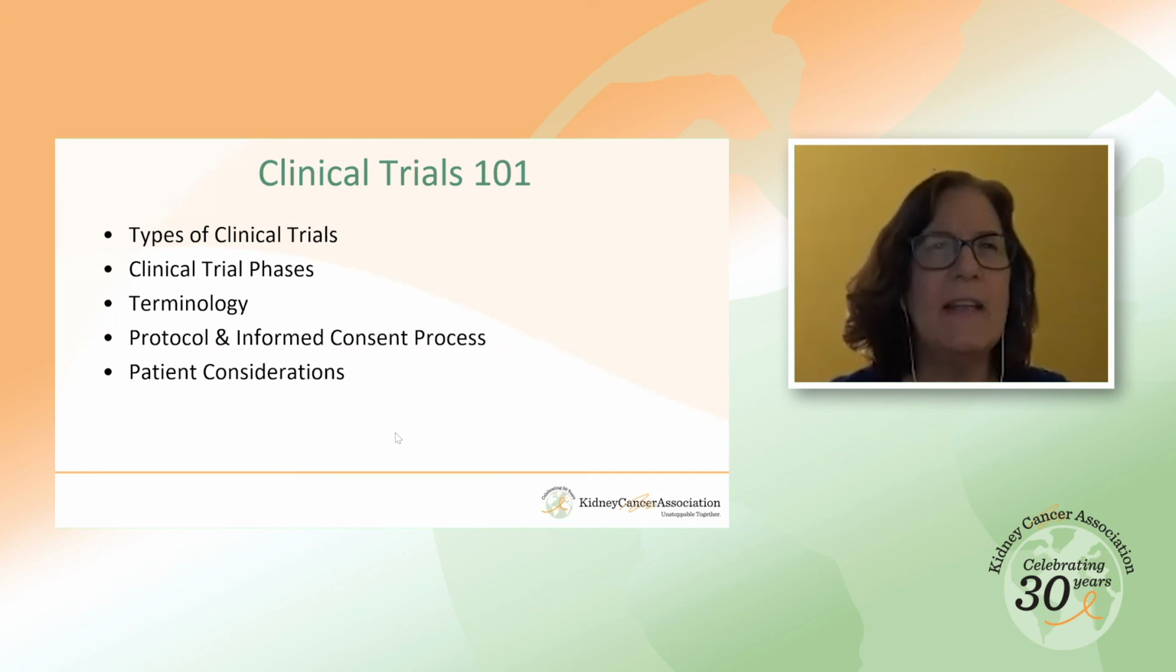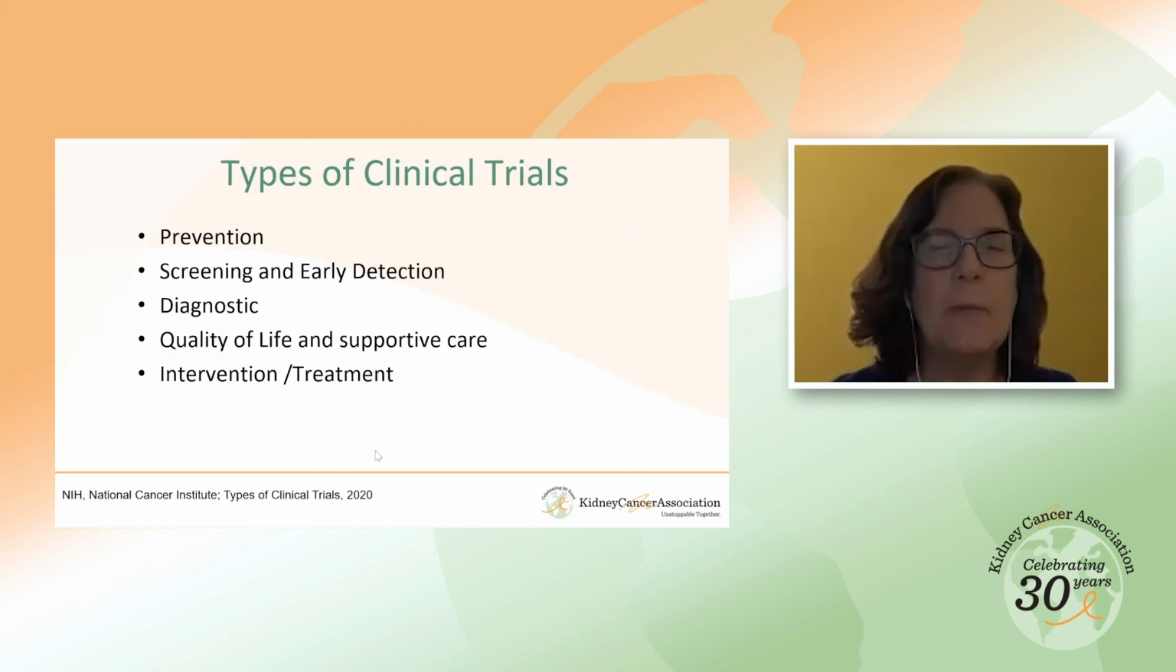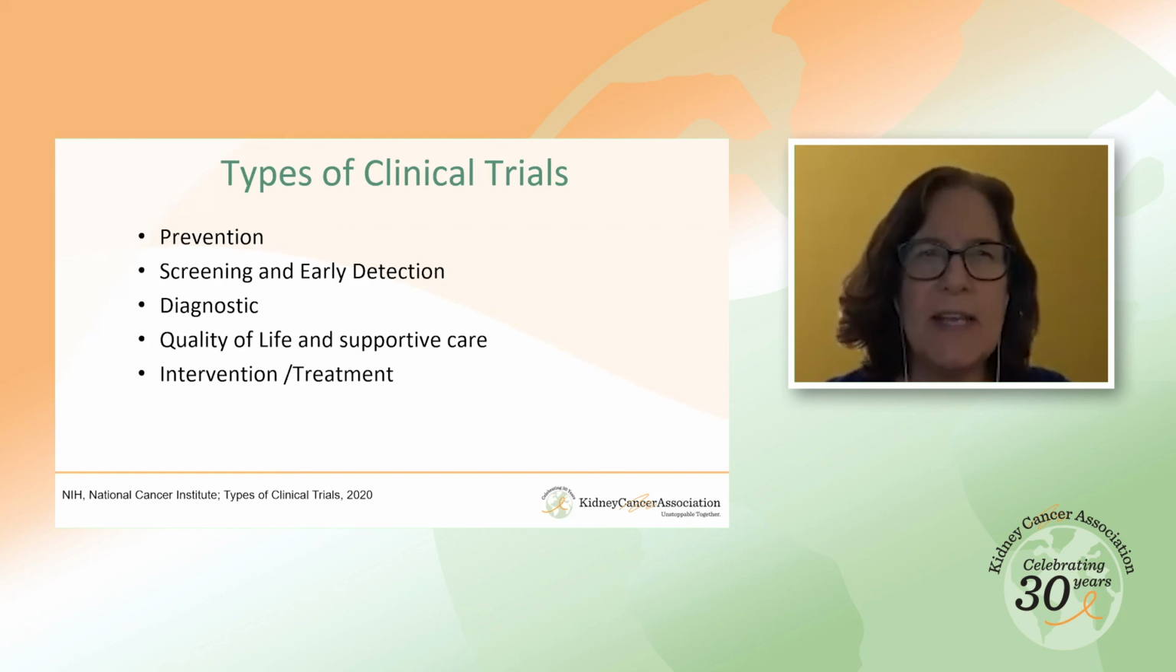In my next slide, it shows the types of clinical trials. They include prevention, looking for a better way to treat disease; screening and early detection, to test the best ways to detect a certain disease; diagnostic, to find a better test or procedure for diagnosing a condition; quality of life and supportive care, which would study ways to improve comfort and the quality of life for individuals; intervention treatment, to test experimental treatments or new combinations of drugs or new approaches.